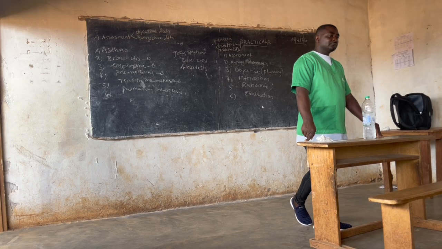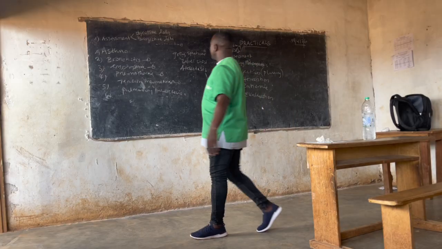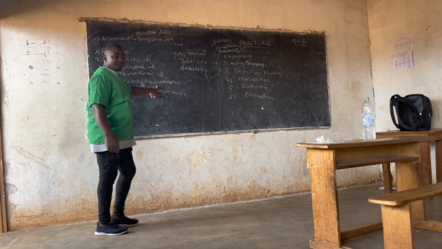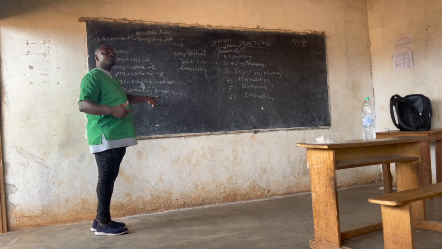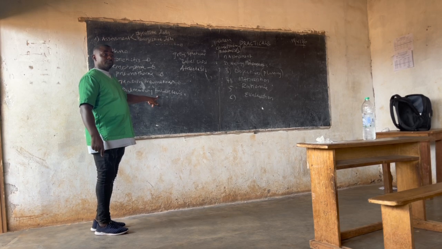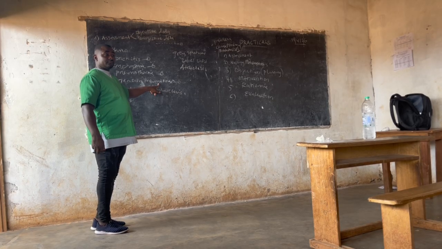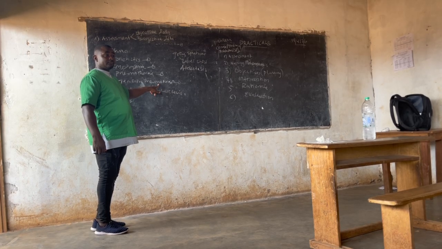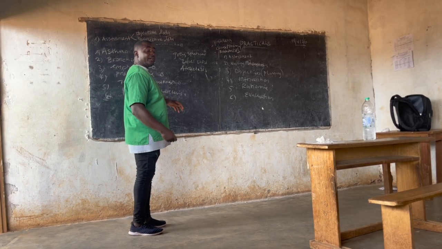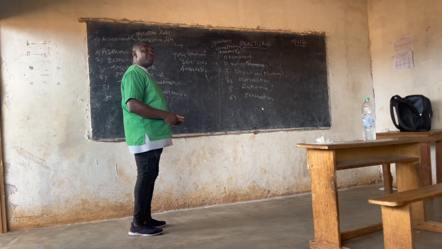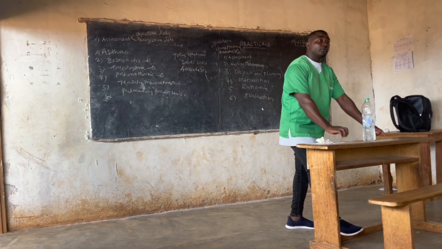So what is the cardinal sign of pneumothorax? The cardinal sign of pneumothorax is dyspnea, and with this dyspnea, they feel unable to breathe because of the presence of the air. So the differential diagnosis of tuberculosis is HIV. So when somebody comes to the hospital and I discover that this patient has tuberculosis, I should think the patient may be HIV positive.